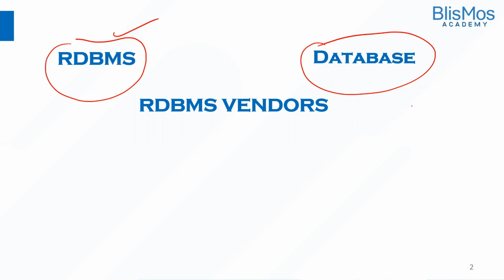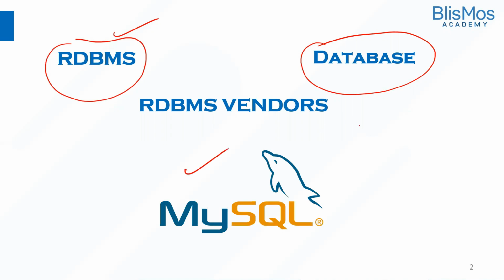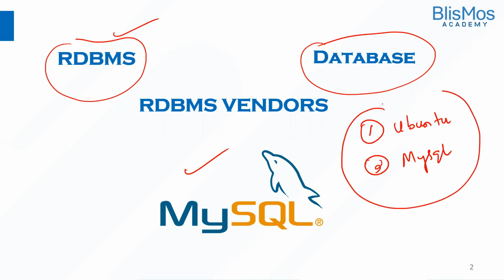In order to do a hands-on as a part of this course, we will be using MySQL, which is open source. In order to work on MySQL, first and foremost thing is you got to install Ubuntu, and within that you have to install MySQL. In case you have not installed Ubuntu and MySQL, please watch our installation videos and complete the installation of Ubuntu and MySQL within Ubuntu. Let's get started.